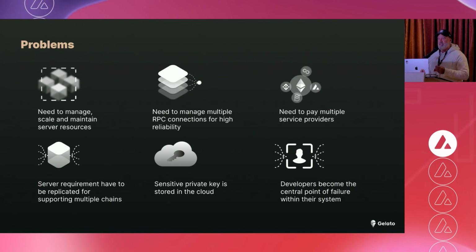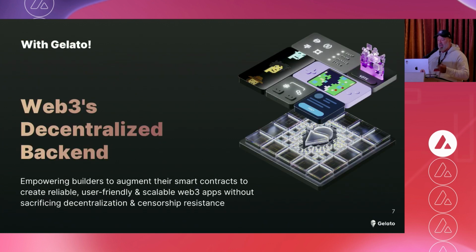Therefore, we in Gelato, we want you to focus on your custom logic to offer your users the best experience possible. And that's why, and this is our mission, we like to empower builders to augment their smart contracts to create reliable, user-friendly, and scalable Web3 apps without sacrificing decentralization and censorship resistance. It means that we offer you all of the functionalities that a Web2 backend has, but in a decentralized manner.